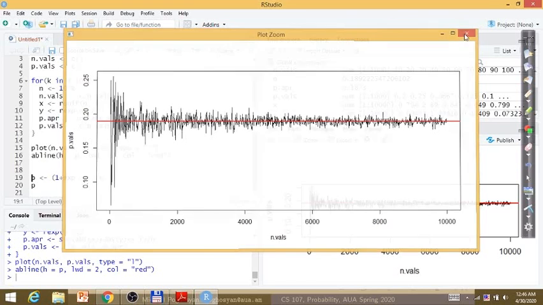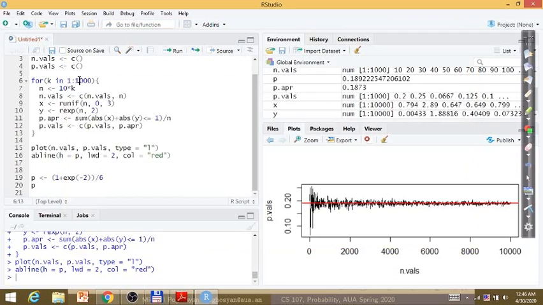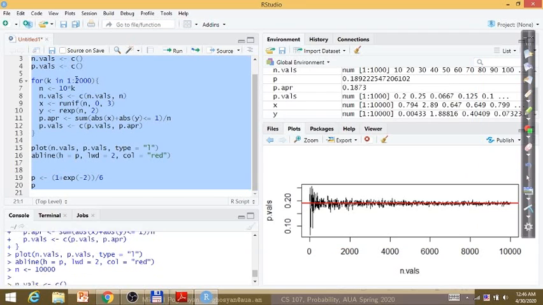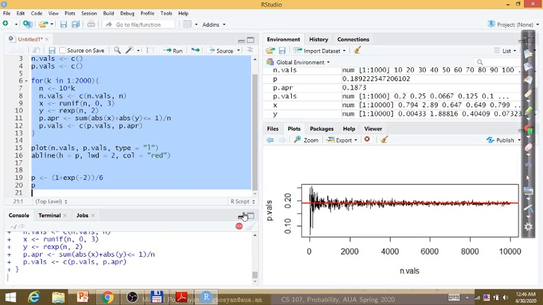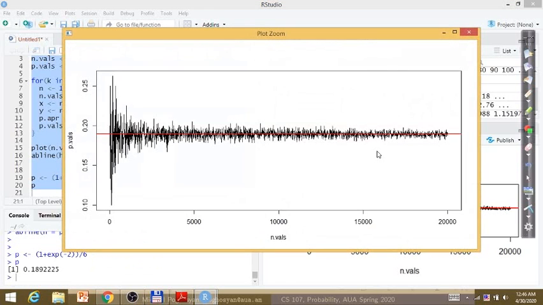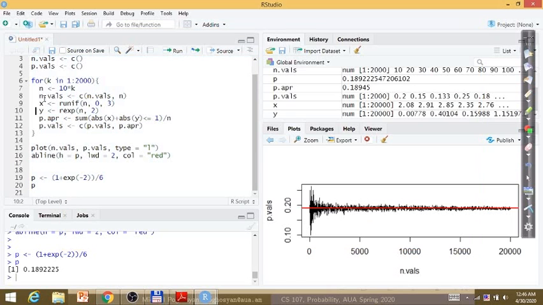Even I can make this 2000 and run everything again. Let's see if that is working well. Yes, I have an approximation to that actual value. So by just having simulations, I can calculate that probability. In fact, this Monte Carlo simulation is giving a tool to calculate integrals, even very complicated integrals, by just using probabilistic tools and simulations like this.